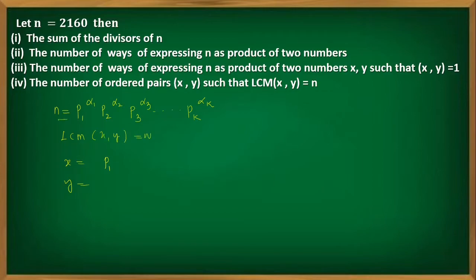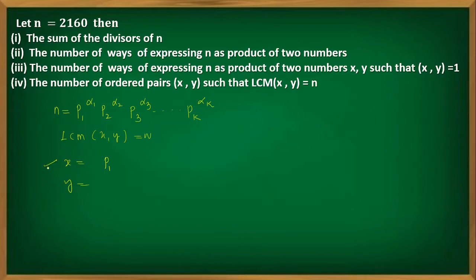So if you want the LCM of x comma y to be n, which is equal to p1 to the power of alpha 1, p2 to the power of alpha 2, p3 to the power of alpha 3, and so on up to pk to the power of alpha k, that is the LCM we want. So if you want the LCM to be this n, then we must have p1 to the power of alpha 1, the maximum power, either in x or in y.